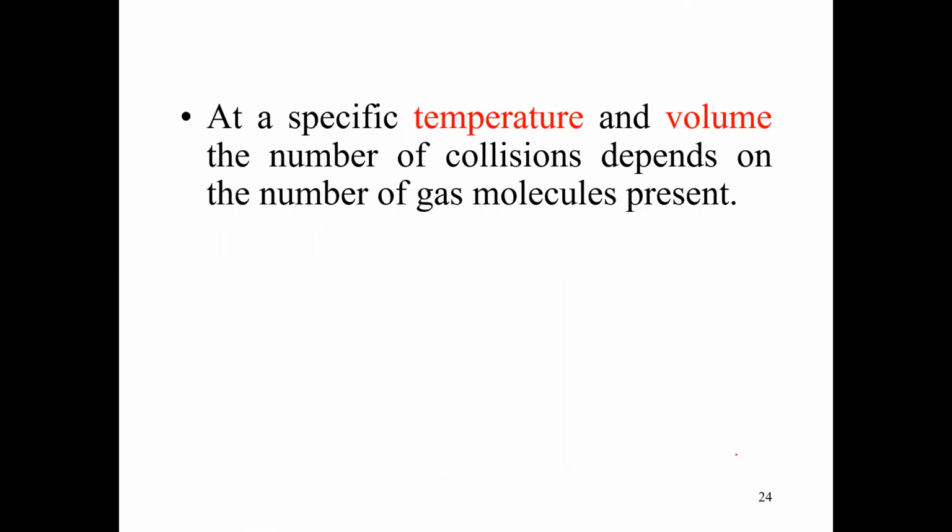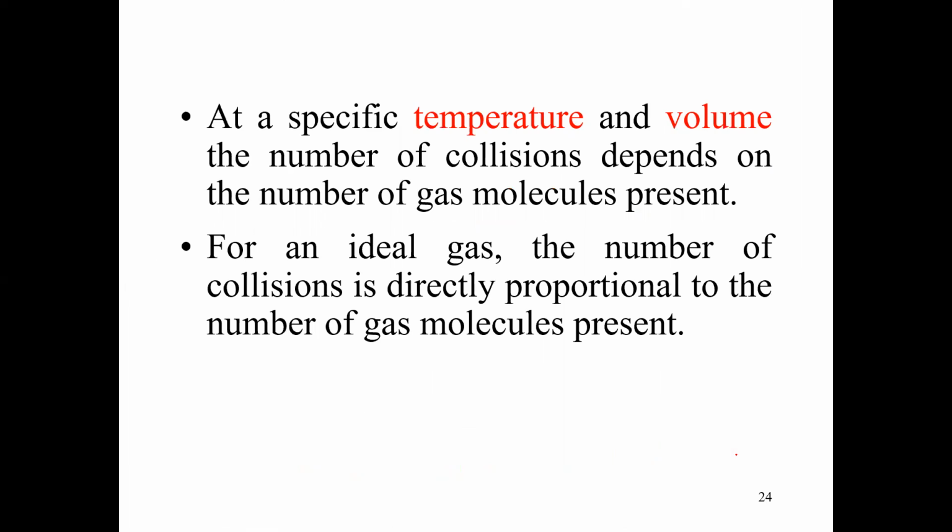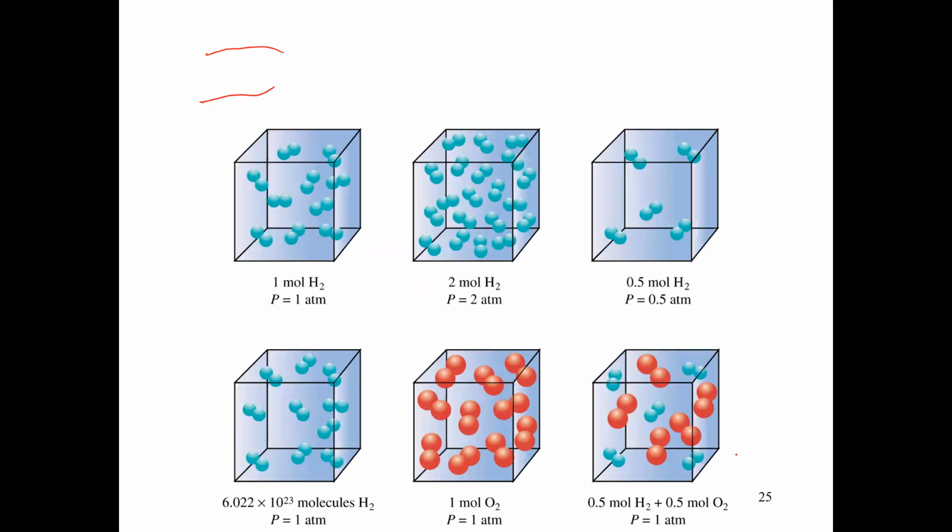At a specific temperature and volume, the number of collisions depends on the number of gas molecules present. Okay? You increase the temperature, the number of collisions will increase. For an ideal gas, the number of collisions is directly proportional to the number of gas molecules present and the temperature. Okay, so here you've got a bunch of different examples. This will have more collisions, and this will have less, much less collisions, just by how they interact with one another and the side of the cube.